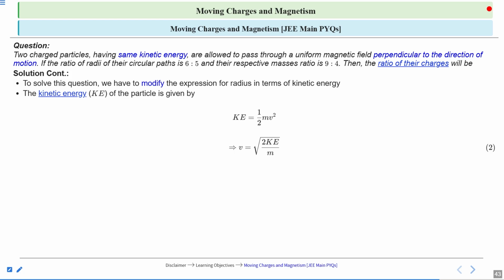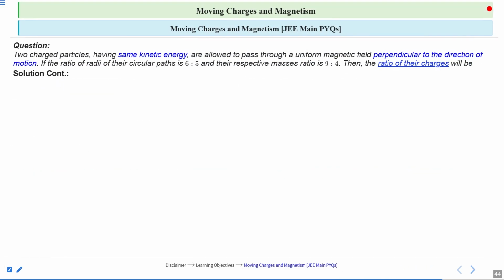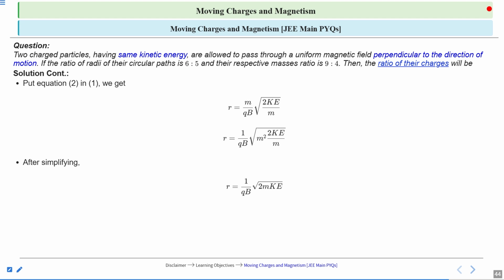We will put this expression of velocity in the radius equation. In the radius mv/qB, we will put v from the second equation, then reduce the expression of radius in the form of kinetic energy. Putting equation 2 in 1, R = mv/qB, with v as root of 2 kinetic energy upon m. So R is equal to 1/qB; bringing m inside the root, it becomes m squared. After simplifying all this, you will get R = (1/qB) root of 2m times kinetic energy.